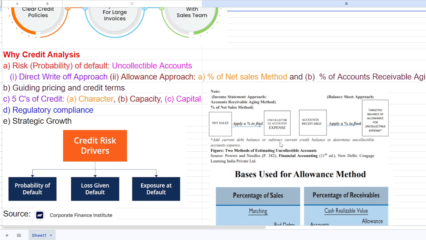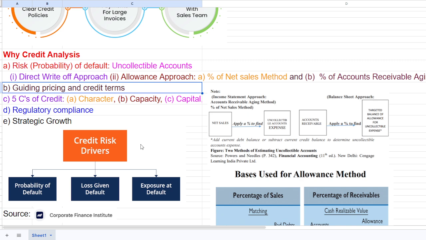You can find this picture in the wonderful book Powers and Needles, Financial Accounting, page number 342. Now let's talk about point B, that is, guiding pricing and the credit terms. Normally, based on the credit policy we set, we have to clarify what the guiding pricing and the credit terms could be.